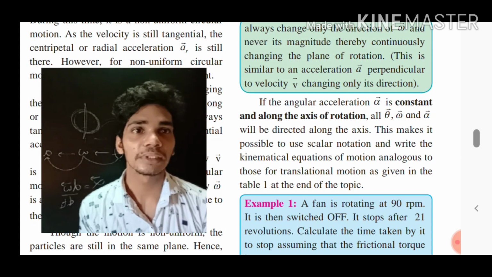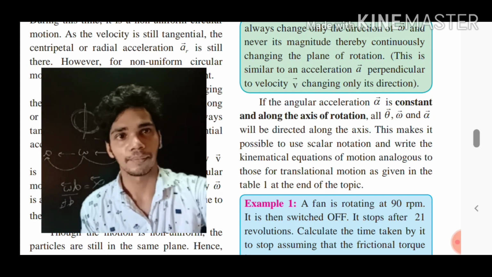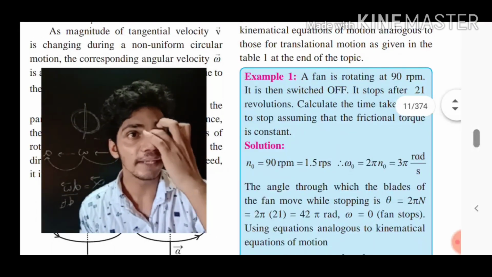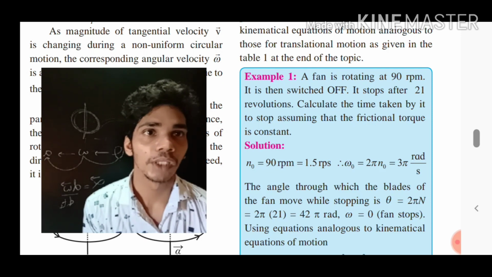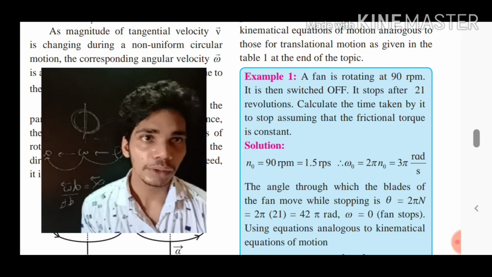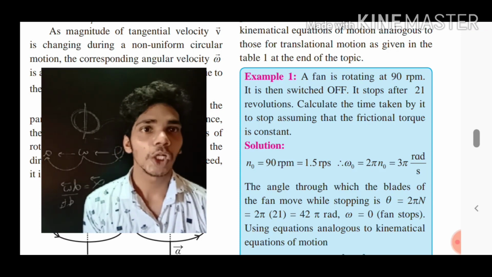So they show the analogous. Analogous means similar, with respect to translational motion. So let's talk about the example. The fan is rotating at 90 rpm. It is switched off and stops after 21 revolutions. Calculate the time taken by it to stop, assuming that the frictional torque is constant.